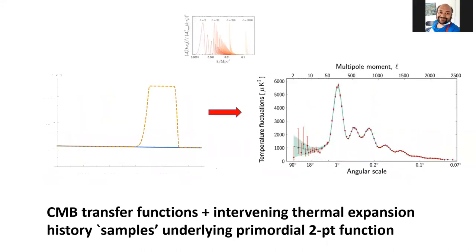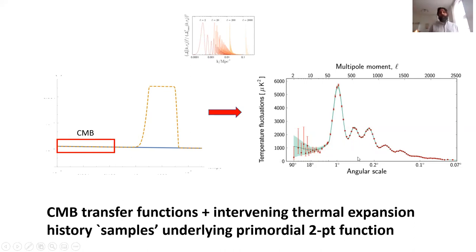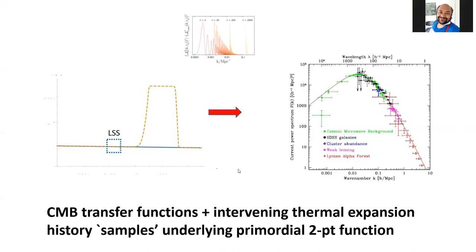And this slide I just want to point out is showing you how the sampling translates from primordial correlation functions to something that you see in the sky. So the CMB transfer functions and the intervening thermal expansion history are sampling the underlying two-point primordial function, the two-point function of the Goldstones, the curvature perturbations, and all we see in the CMB is at this scale. So these scales are what are responsible for these wiggles here. These wiggles correspond to, with scale invariant initial conditions and thermal history, acoustic oscillations once the modes enter the horizon, that's what's responsible for this. A little bit further up, we're seeing scales that are responsible.